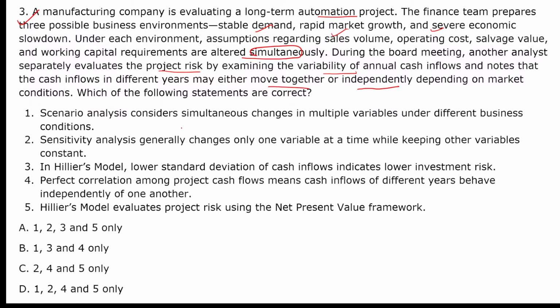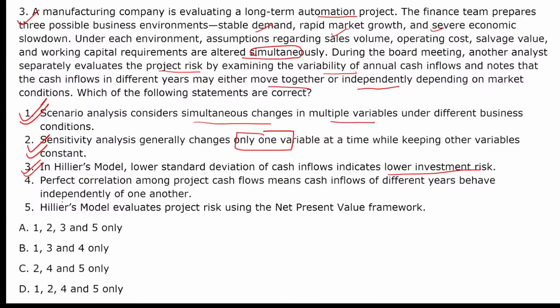Scenario analysis considers simultaneous change in multiple variables under different conditions. Do you think this is correct? Yes, 100%. That is the basic definition of scenario. Sensitivity analysis generally changes only one variable at a time while keeping others constant. Correct. In Hiller's model, lower standard deviation of cash inflow indicates lower investment risk. See, lower standard deviation is actually lower risk only. So yes, this is correct.